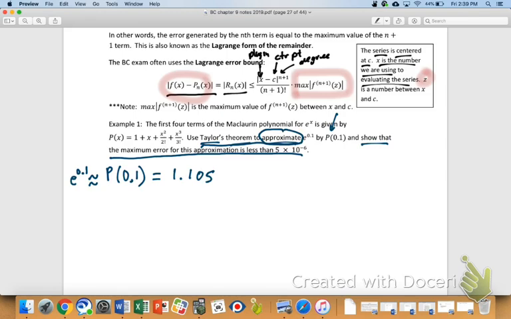There's not even any minuses anywhere. It's just plus, plus, plus. And even if it was plus, plus, minus, plus, plus, minus, minus, minus, plus, that's still not an alternating series. So we've got to use this Lagrange error bound. Here's how we would do this.